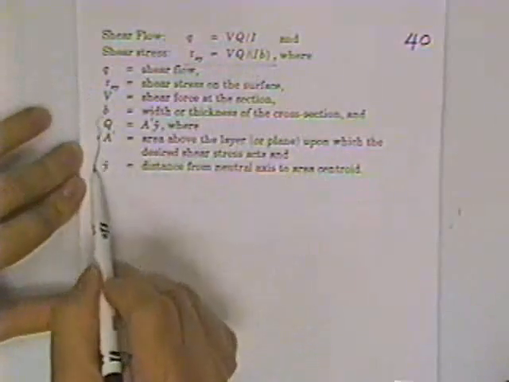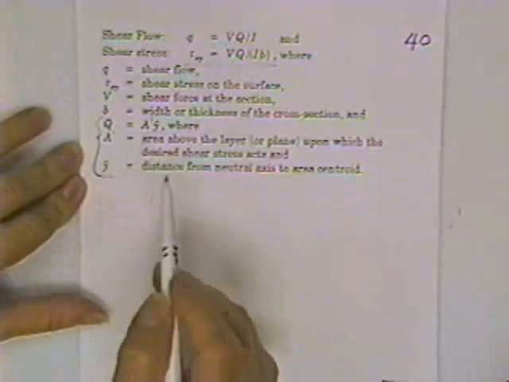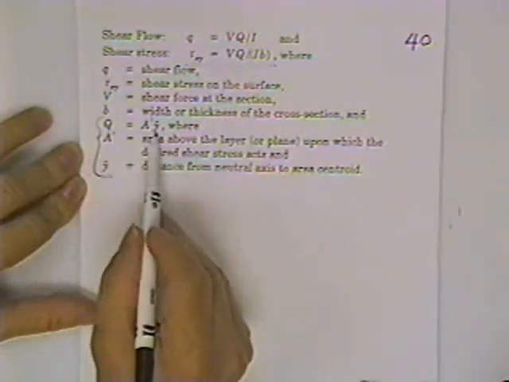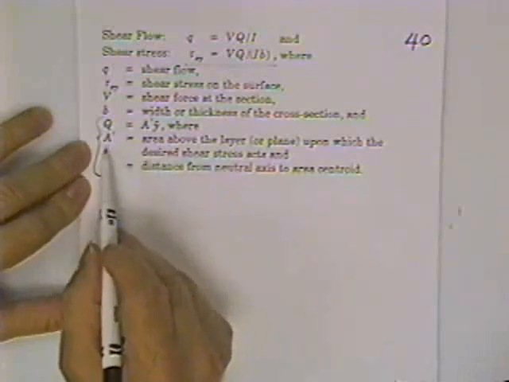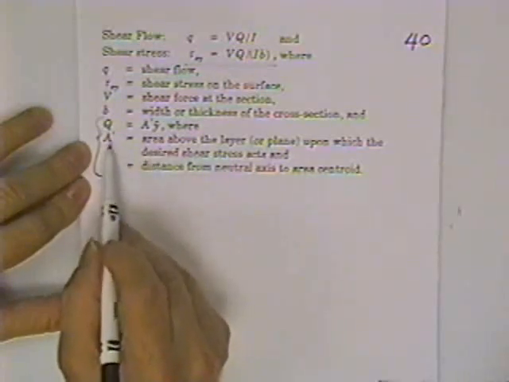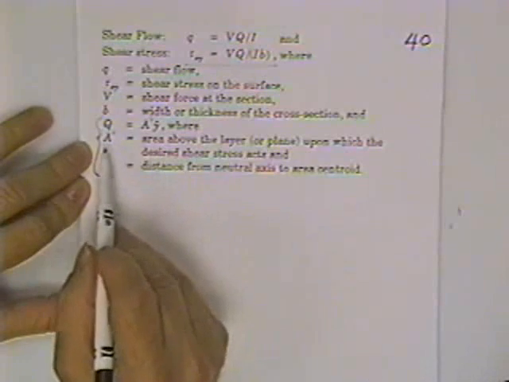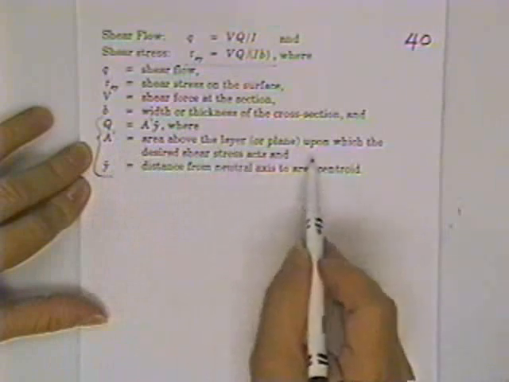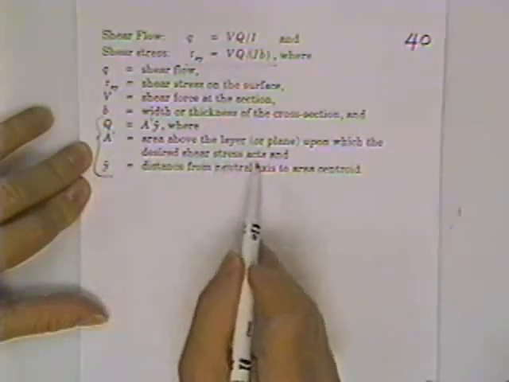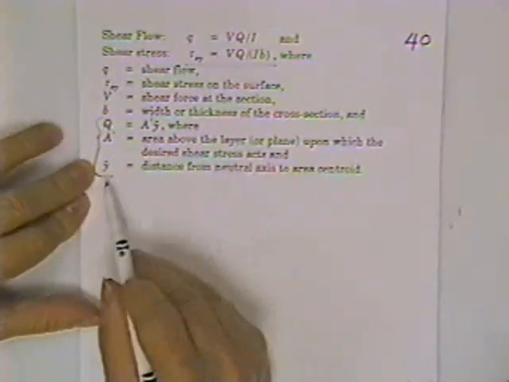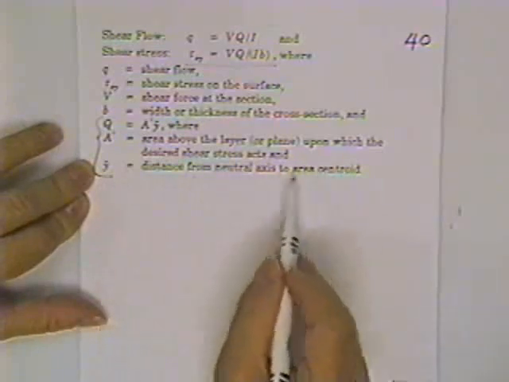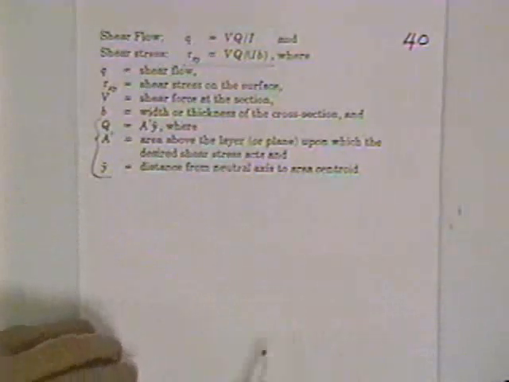Here's a pretty good reminder of what Q is. Q is some area times how far is it. This will be the only jogging of your memory you're going to have, even after I show you how to do it. The area under discussion is the area above the layer upon which the desired shear stress acts, and Y is the distance to the neutral axis from the centroid of that area. Show you some examples.